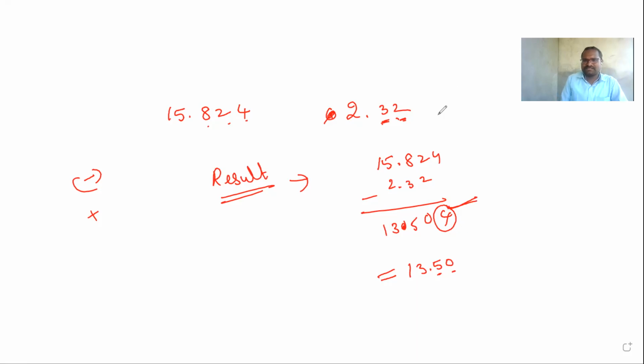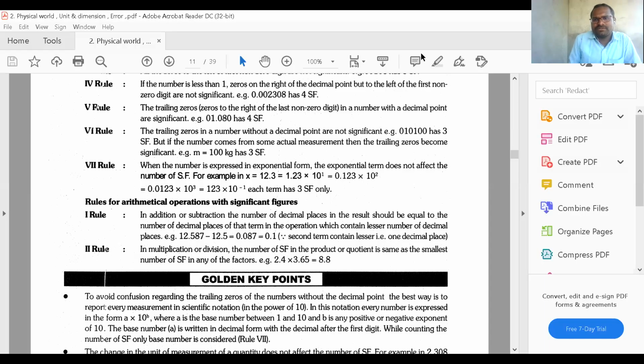Okay, so like this. Next, let us suppose you are doing multiplication. What will happen? Let us check. When we are doing multiplication, you need to remember, in multiplication or division, the number of significant figures in the product or quotient is the same as the smallest number of significant figures.